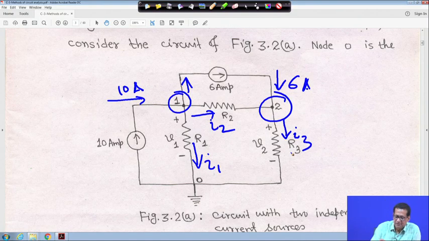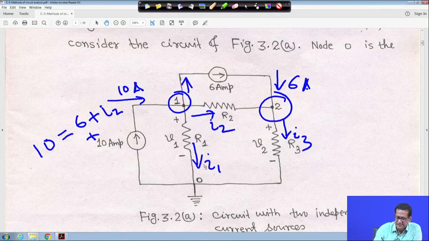If you apply KCL at node 1, then the incoming current is 10 ampere. So I am writing 10 is equal to this current leaving the terminal, 6, plus this current I 2, plus this current I 1. So 10 is equal to 6 plus I 2 plus I 1, because all are outgoing.